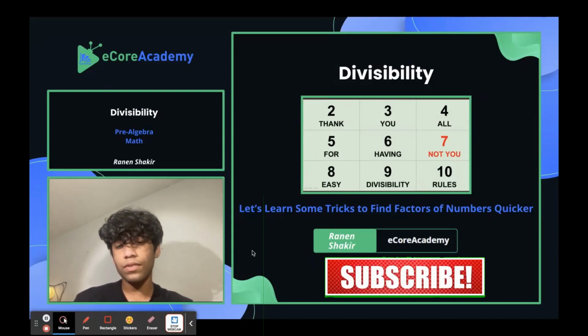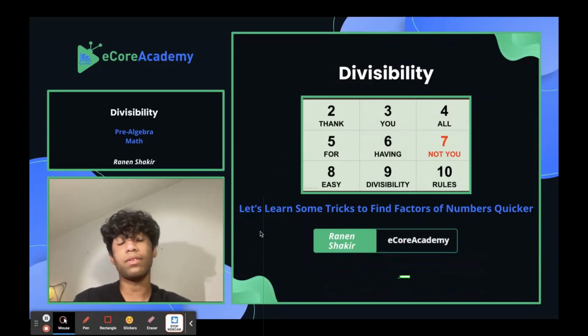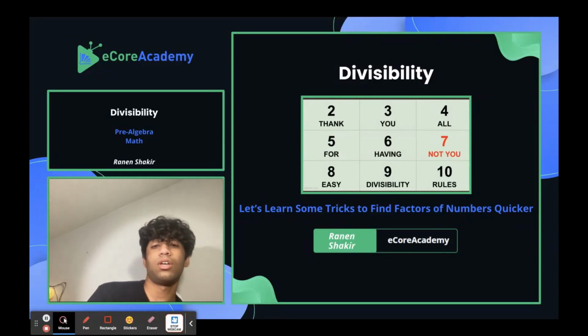So, divisibility, what is it? We're going to find out, and we're going to learn some tricks to find factors of numbers quicker. That's what divisibility is going to teach us.